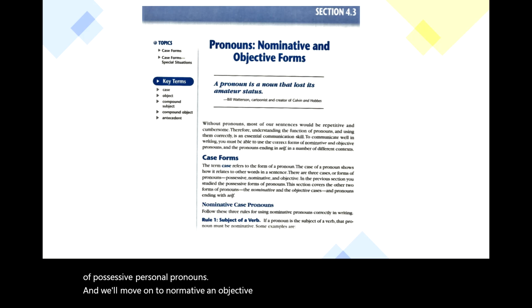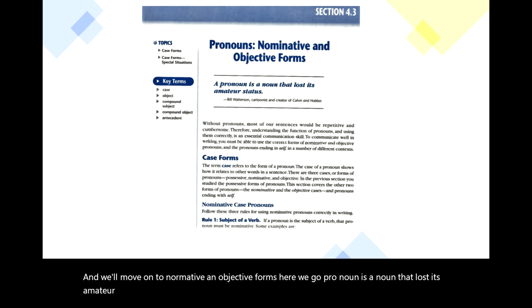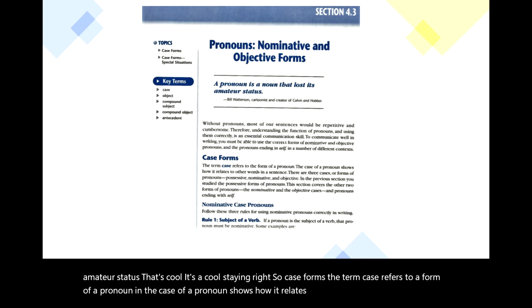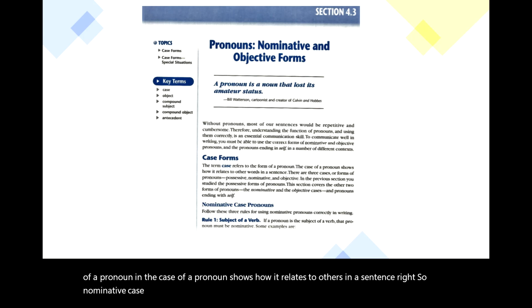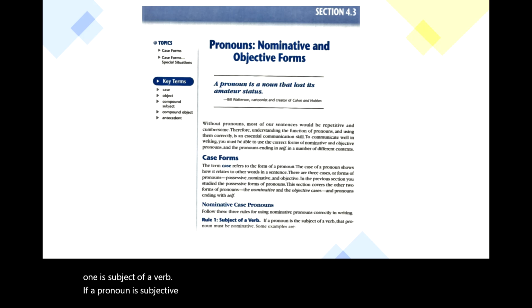Here we go. A pronoun is a noun that lost its amateur status. Oh, that's cool. It's a cool saying. Right, so case forms. The term case refers to the form of a pronoun. The case of a pronoun shows how it relates to others in a sentence. Right, so nominative case, subject. Follow these three rules for using nominative pronouns. Number one is subject of a verb. If a pronoun is subject of a verb, that pronoun must be nominative.